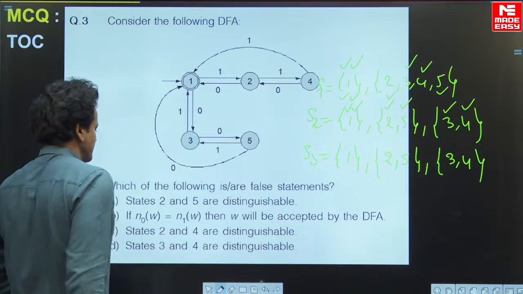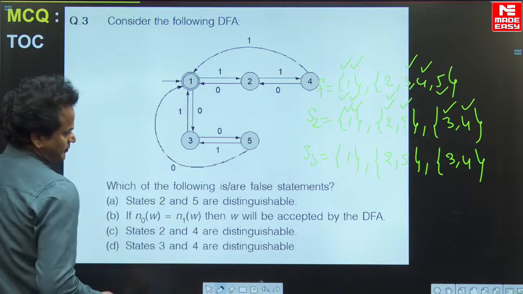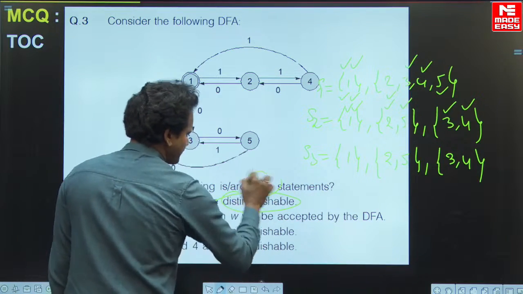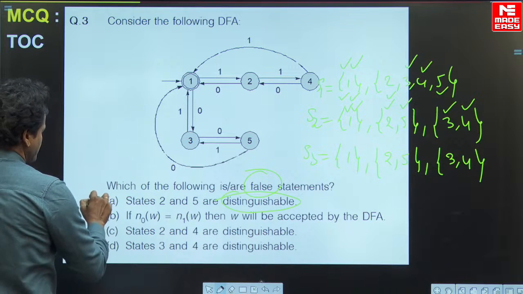Coming to these options, states 2 and 5 are distinguishable. 2 and 5 cannot be separated here. Which of the following is false? So we cannot separate, so this is a false statement.